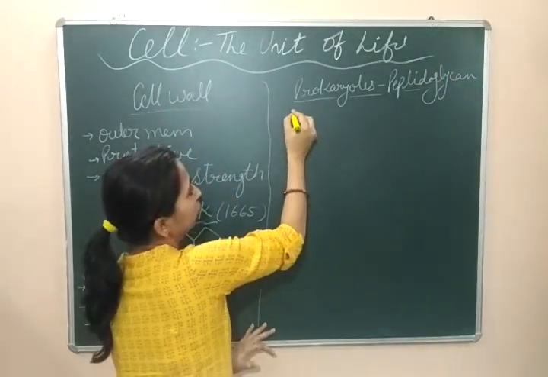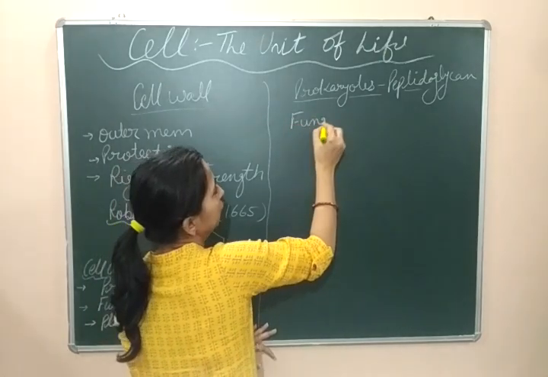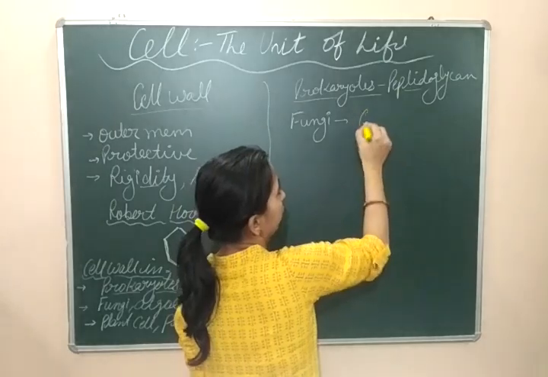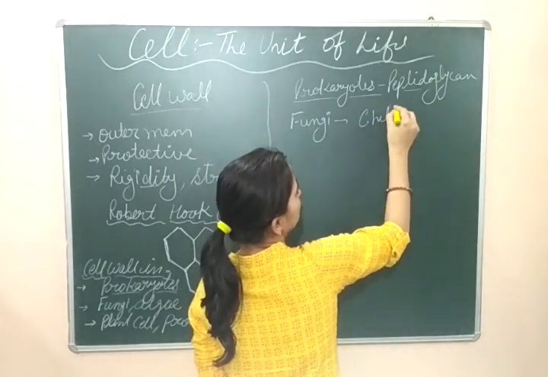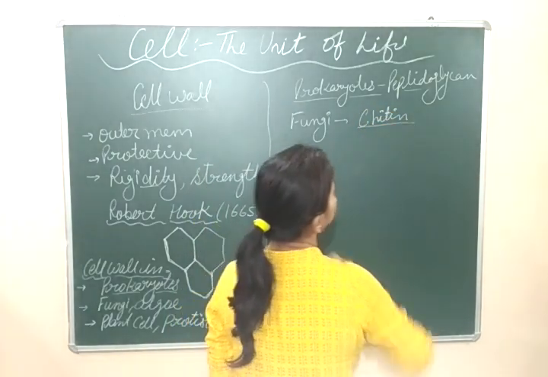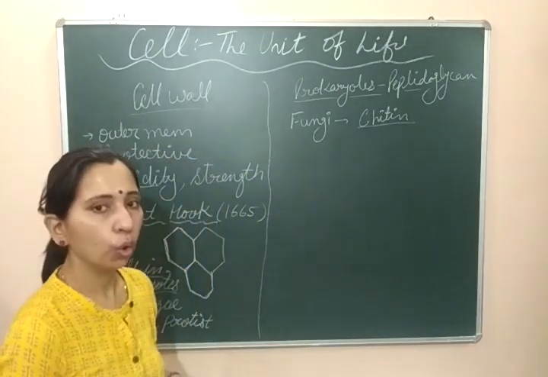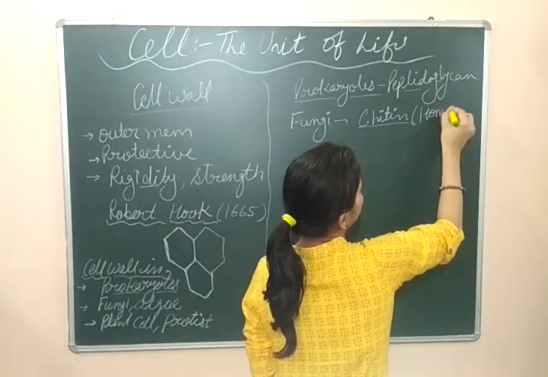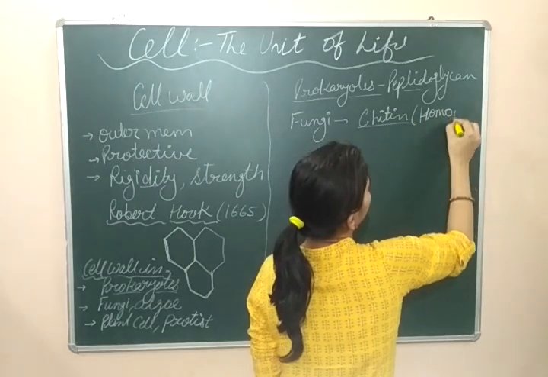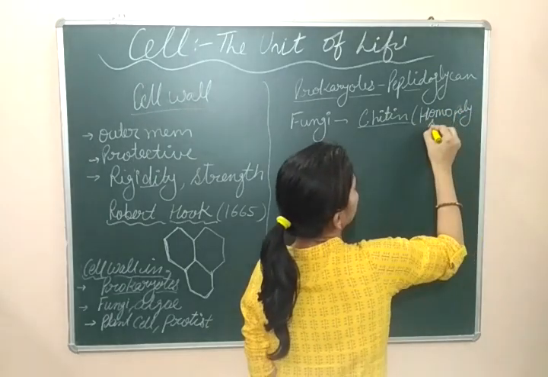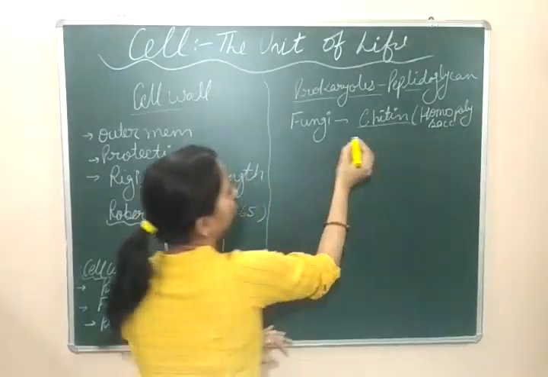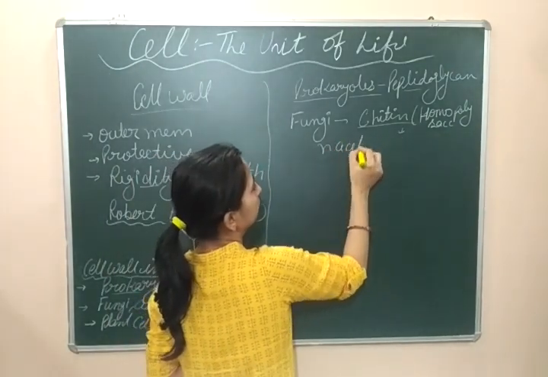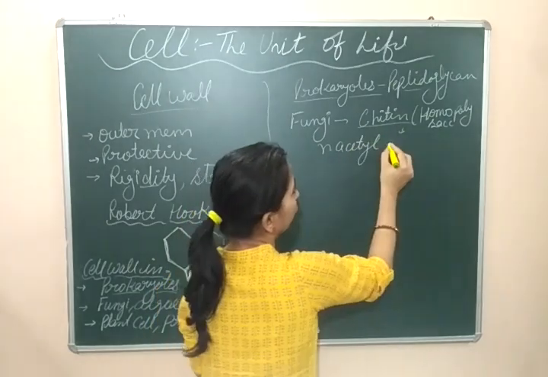And if we talk about the fungus or fungi, in the case of fungi, the cell wall is made up of chitin. यहाँ पे जो सेल वॉल बनी होती है फंगस के अंदर, वो बनी होती है काइटिन की, and this chitin is a homopolysaccharide of N-acetyl glucosamine.